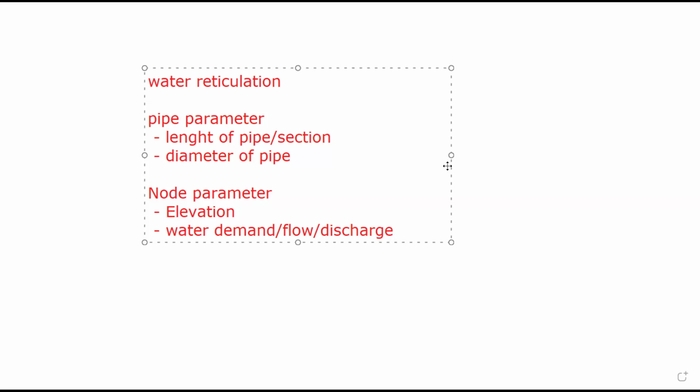Once you get the flow, which is also the same thing as the discharge or the water demand, you now use it to calculate the pipe size. When you now calculate the pipe size, your 4 parameters are done. With your 4 parameters, you go back to the layout and detail your design.